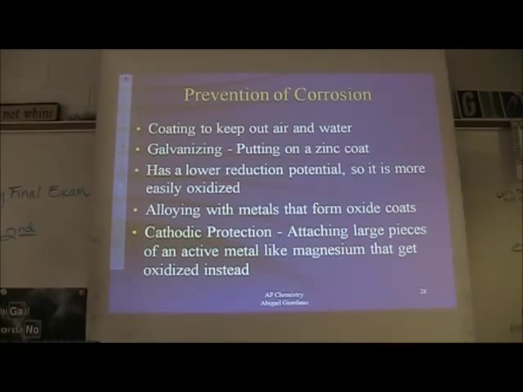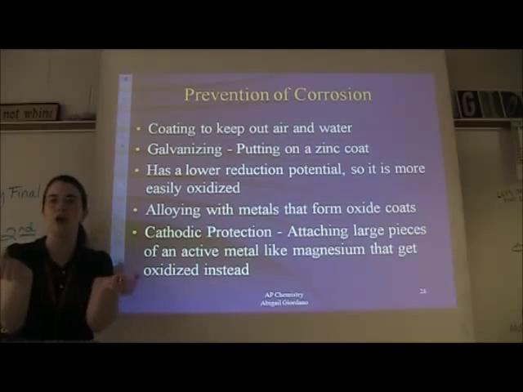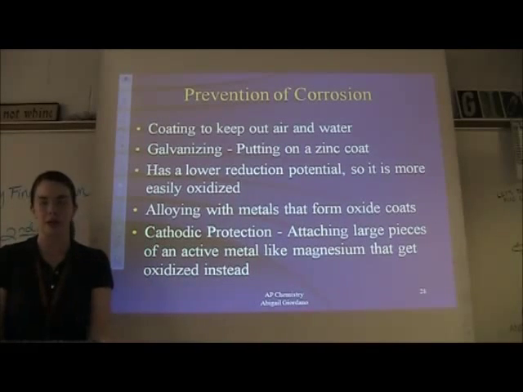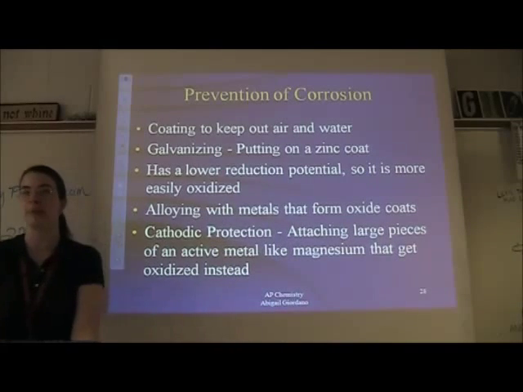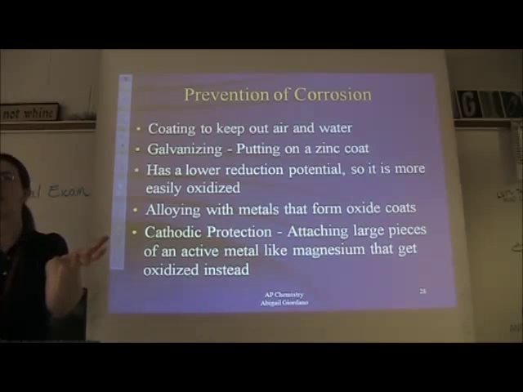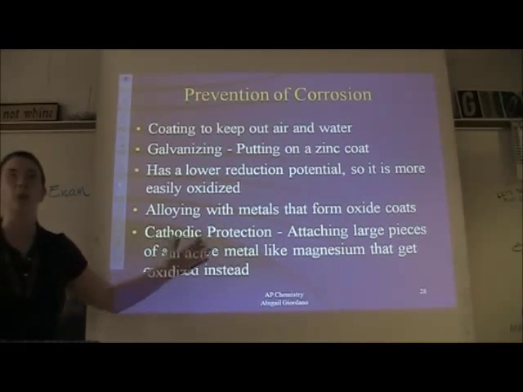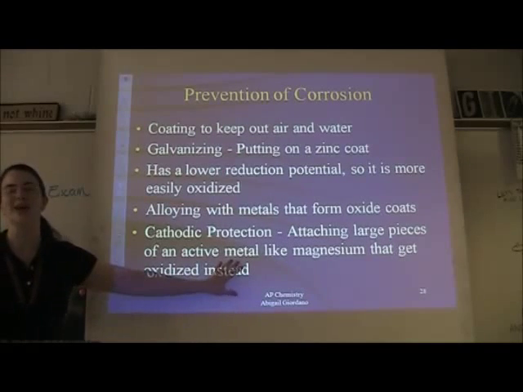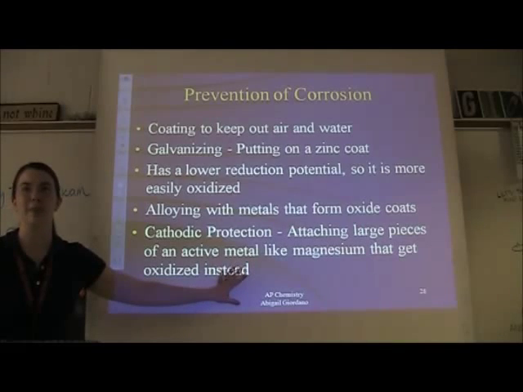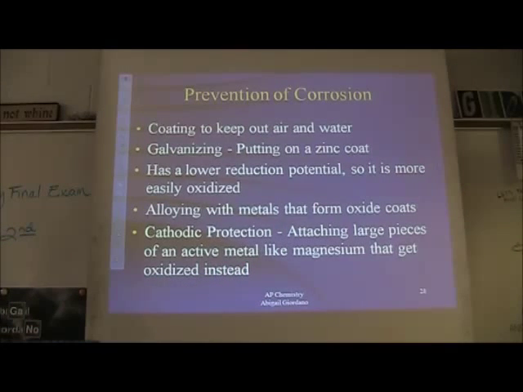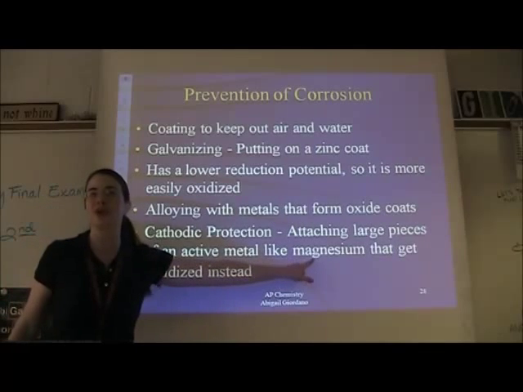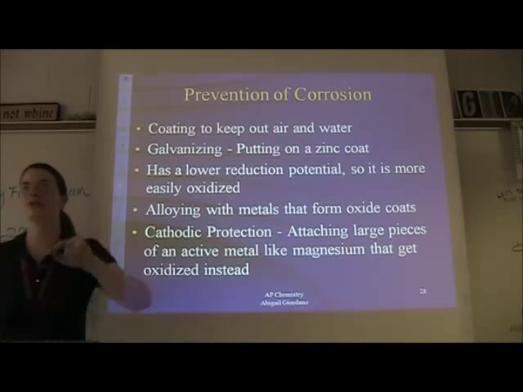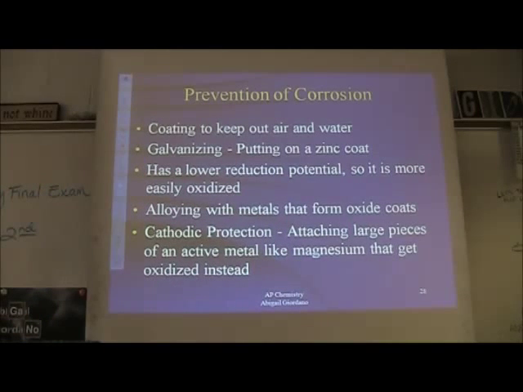Smaller vessels will sometimes attach to the bottom of the hull of the ship or the boat a piece of metal. It's not in the paint, it's just literally a giant piece of magnesium, for example, hooked on the bottom of the boat. Any metal that will oxidize before zinc could be what they call, I love this term, the sacrificial metal. Okay, because will this corrode? Yes. Will you have to replace it? Yes. But it's much cheaper to replace that than the entire hull of a boat.